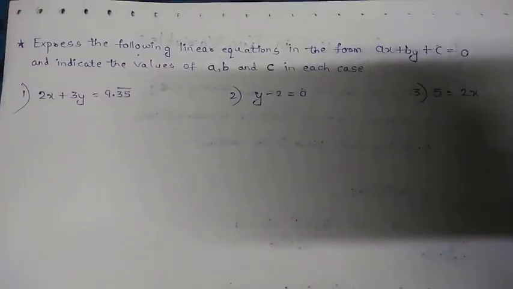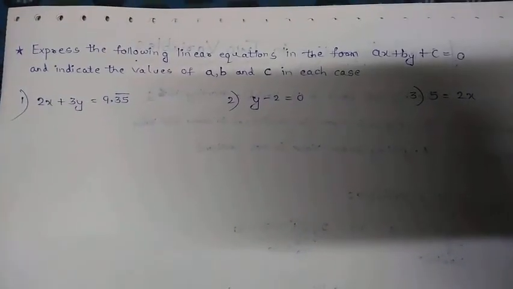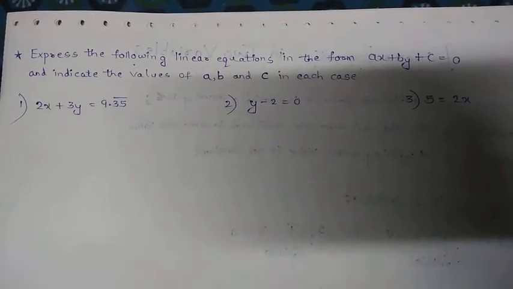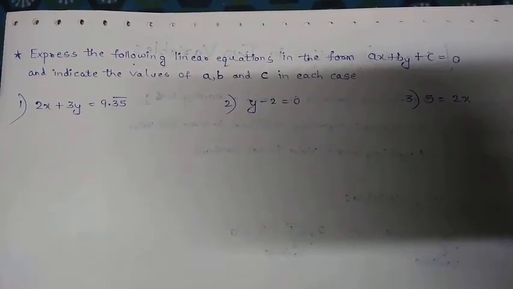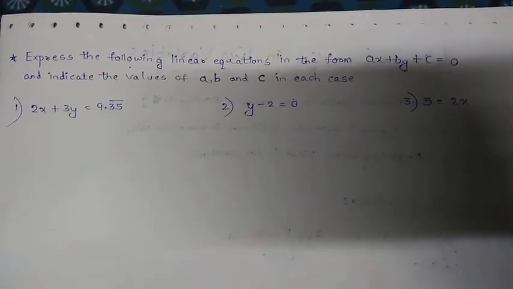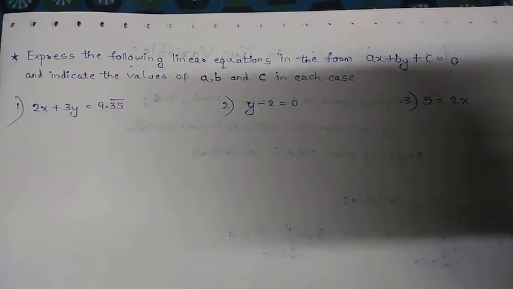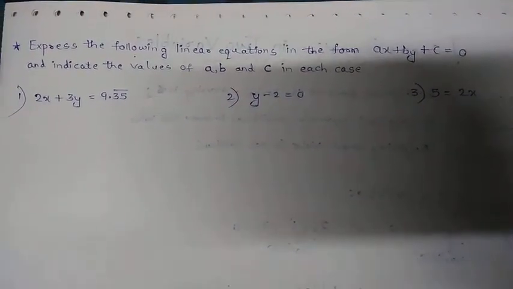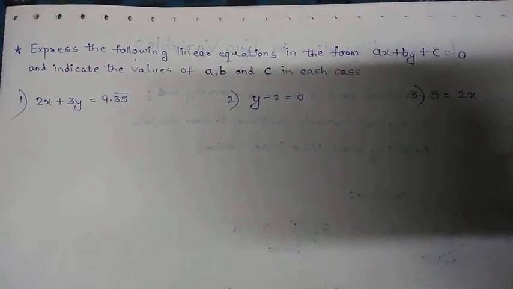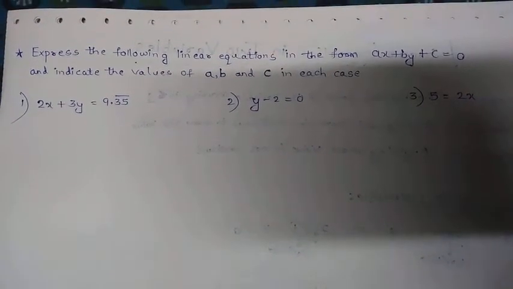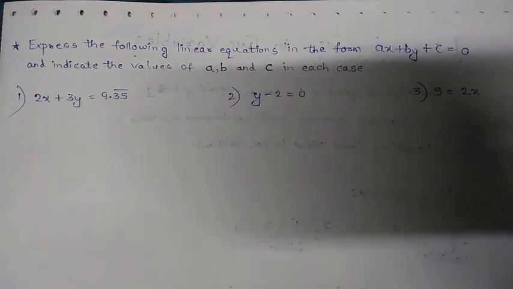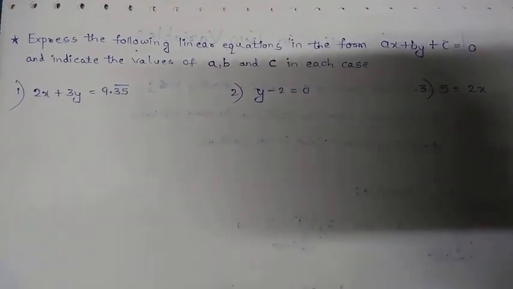So now moving on to the problems part. Express the following linear equations in the form of ax plus by plus c equals to 0 and indicate the values of a, b and c in each case. So you have to express the given problems in the form of ax plus by plus c equals to 0 and write down what are the coefficients a, b and c.